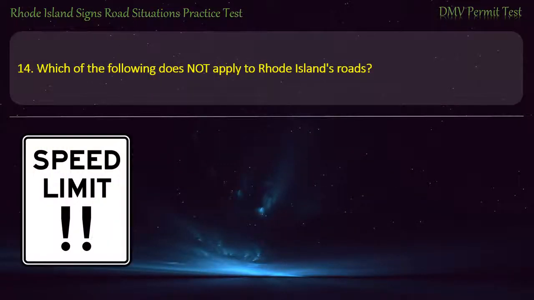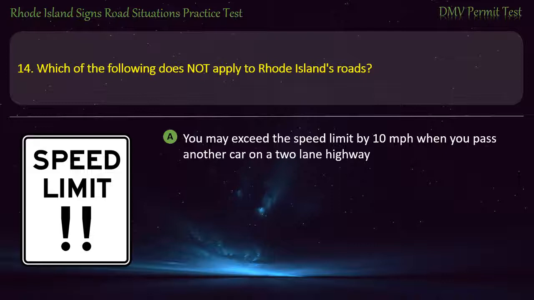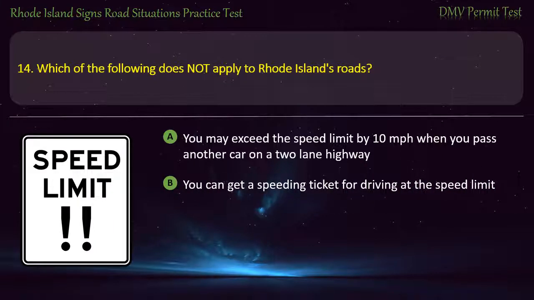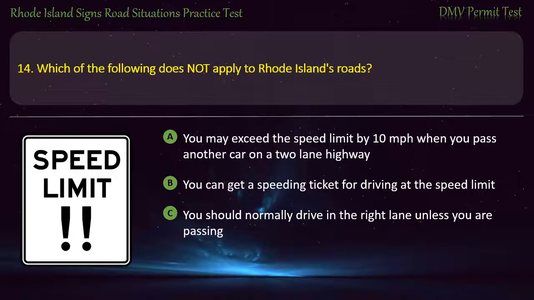Question 14. Which of the following does not apply to Rhode Island's roads? You may exceed the speed limit by 10 miles per hour when you pass another car on a two-lane highway. You can get a speeding ticket for driving at the speed limit. You should normally drive in the right lane unless you are passing. None of the above. Answer. You may exceed the speed limit by 10 miles per hour when you pass another car on a two-lane highway.